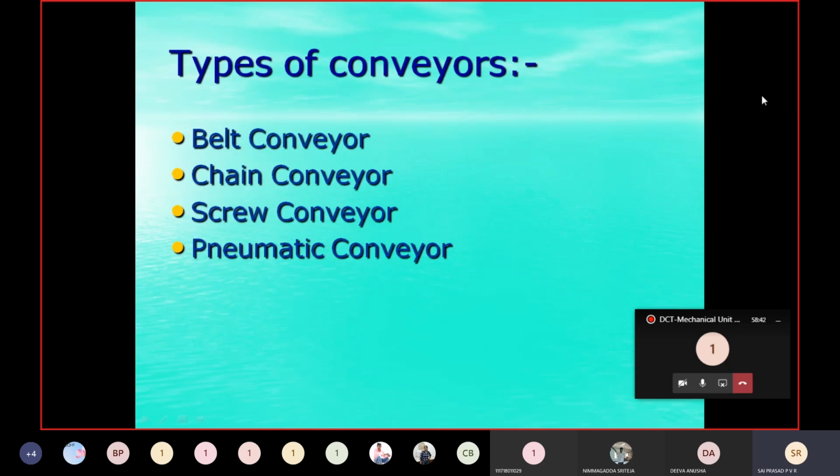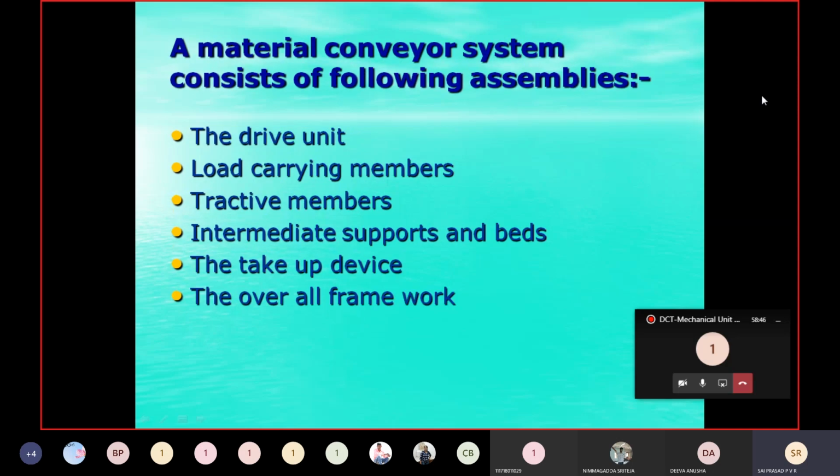What are the types of... so this, we need not bother much about it. When we see the individual things, I'll come back to this slide 100 times to explain how the driver unit will be there, what the load carrying materials are, what the tractive materials are. Everything we will see once again on this slide. So in a general brief introduction, what is a conveying framework, we are seeing this slide, and then we again come back to this slide after seeing individually what those things are.